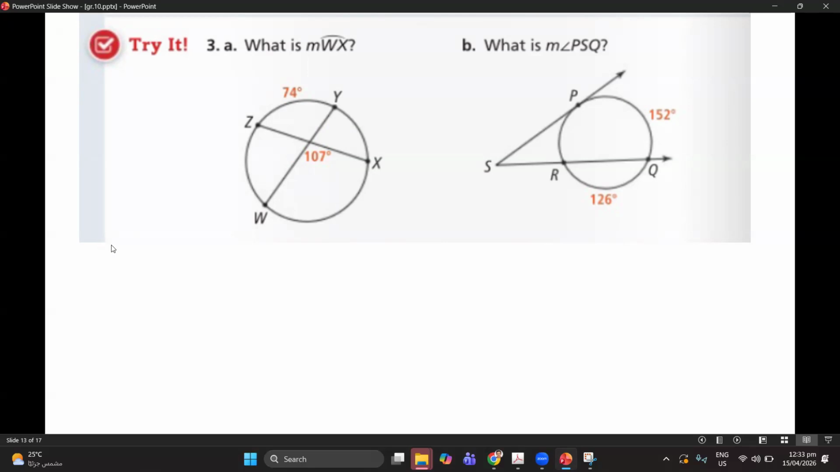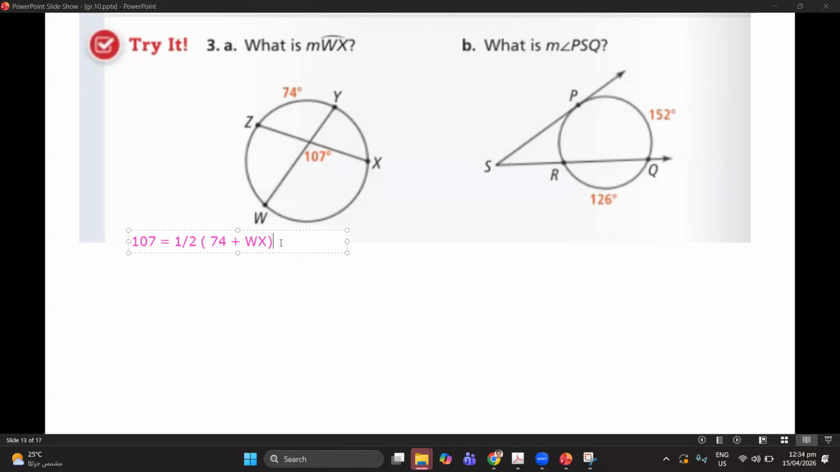Let's use the ratio that we have from before. The measure of the angle, 107, equals half of arc WY, which is 74, plus half of arc WX. Not minus, here it is a plus because the angle is inside the circle. So now 107 equals half of WX plus the 74.